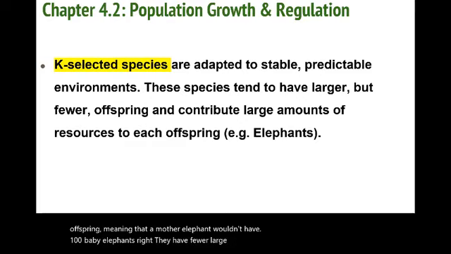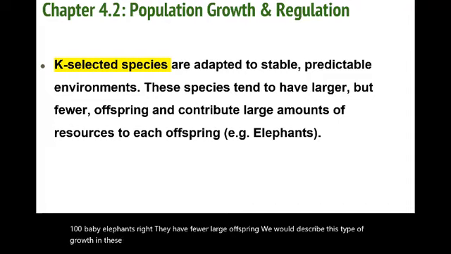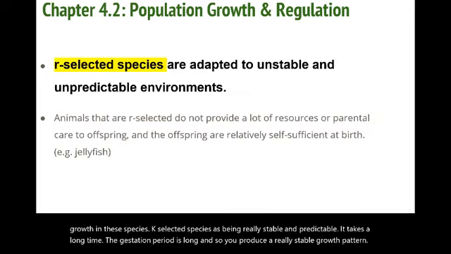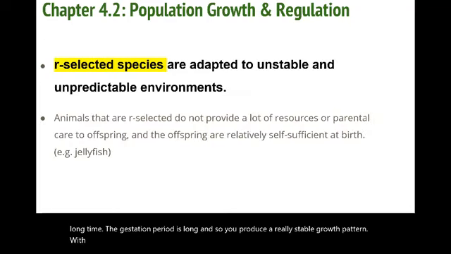We would describe this type of growth in these K-selected species as being really stable and predictable. It takes a long time, the gestation period is long, and so you produce a really stable growth pattern. With r-selected species, we would notice that the growth is really unpredictable.